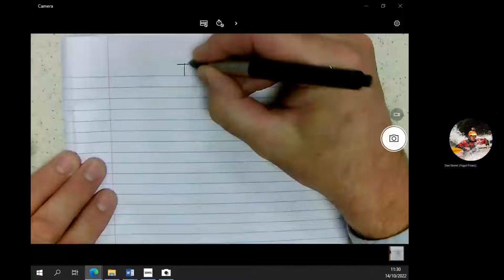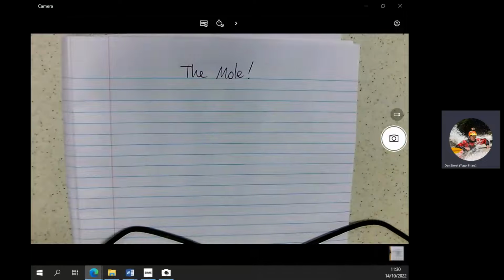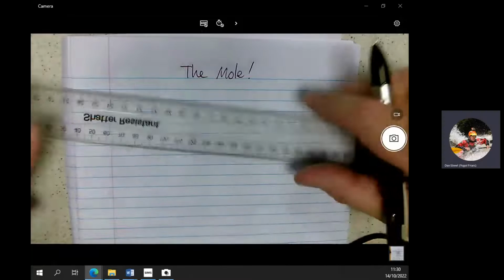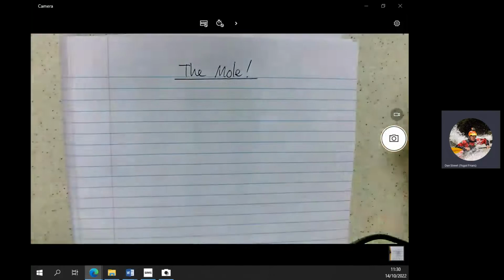The mole. You don't have to put an exclamation mark. And I don't think we necessarily need a new gwaith dosbarth. I think we can carry on.